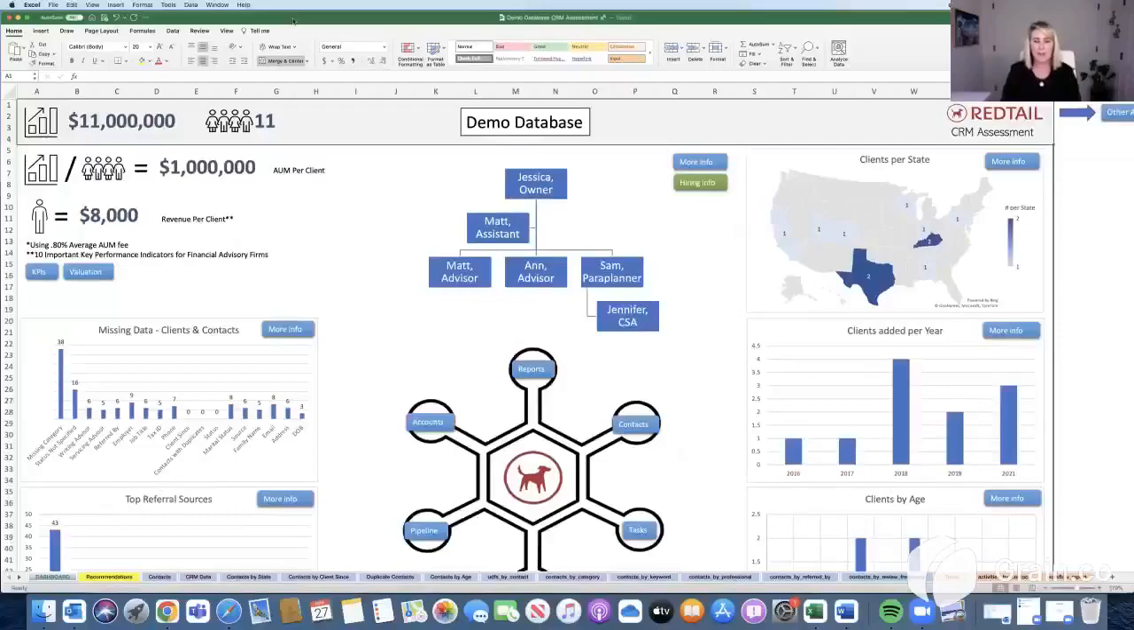Today, I'd like to take you through a demo CRM assessment. Today, we're going to look through a demo Redtail database. Essentially, this is how we start all of our engagements.